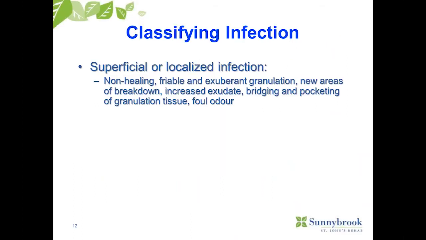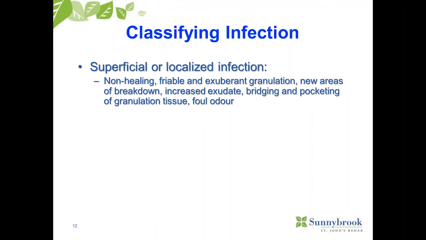So what are the signs of a localized infection? You're talking about the wound bed per se. It may be something as simple as the wound is not healing. It's not closing in spite of doing everything right. You may have friable tissue, and I'll show you an example of that. Hypergranulation can be a sign of local infection, new areas of breakdown, increased exudate, and it doesn't have to be purulent. If you're just suddenly getting more exudate than you did before, think about local infection.